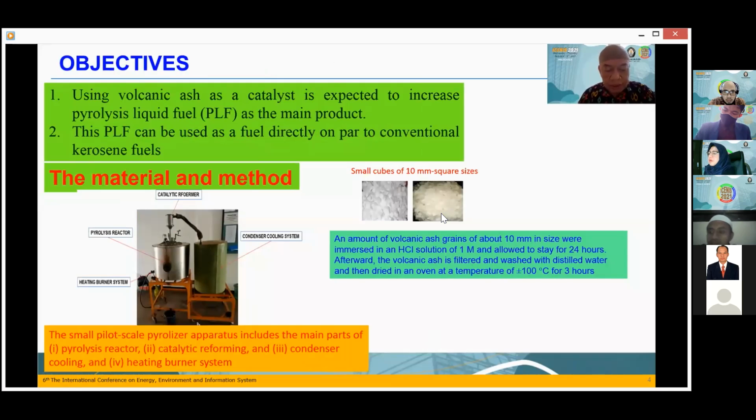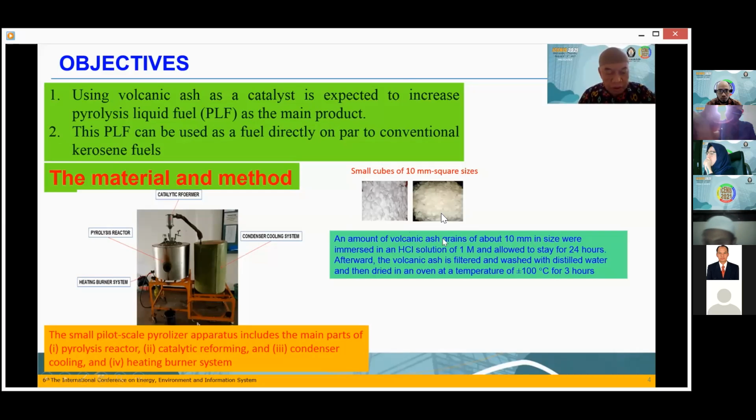The small-scale pyrolysis apparatus includes the main parts of pyrolysis reactor, catalytic reforming for second stage degradation, condensing system, and heating system. An amount of styrofoam plastic waste was used in each of these experiments, using active and inactive catalyst, to produce pyrolysis liquid fuel.